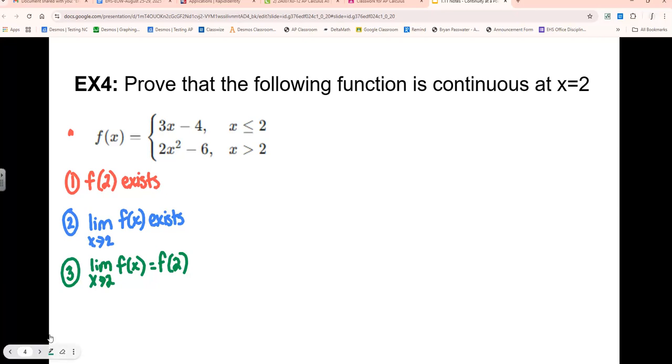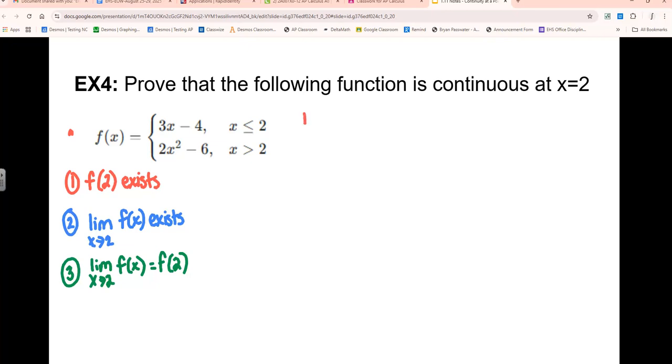They do not necessarily have to be done in that order. 1 and 2 are interchangeable. If you want to do the limit first and then do f of 2, you can. I like to do f of 2 first because it's easy to forget it. On this one, we're going to have to do limits from the left and the right and make conclusions, and it's really easy to forget to do f of 2. So I like to do it first so you don't forget.